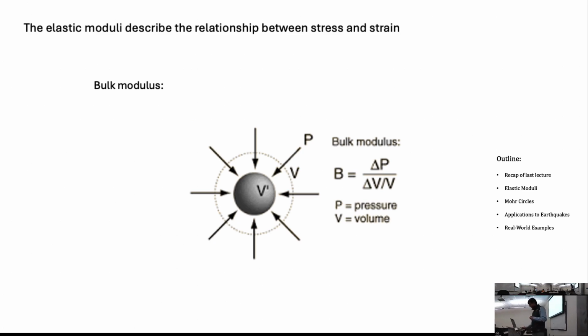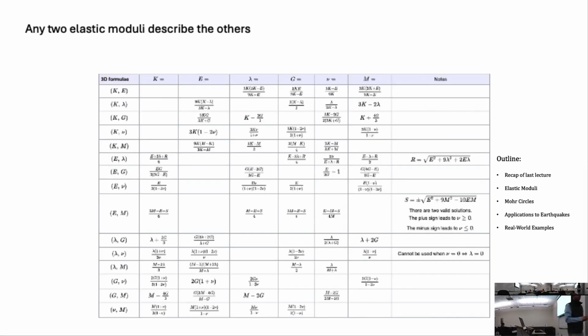And one thing that's kind of cool is that if you know 2 of the elastic moduli, you know all of them. So if you know any 2 of the elastic moduli, you can readily calculate all of the others. There are 2 moduli that we didn't go over, which is the Lamé parameter, or the first Lamé parameter, and the P-wave modulus, but they're much less intuitive in terms of how the system behaves, so I didn't go over them.